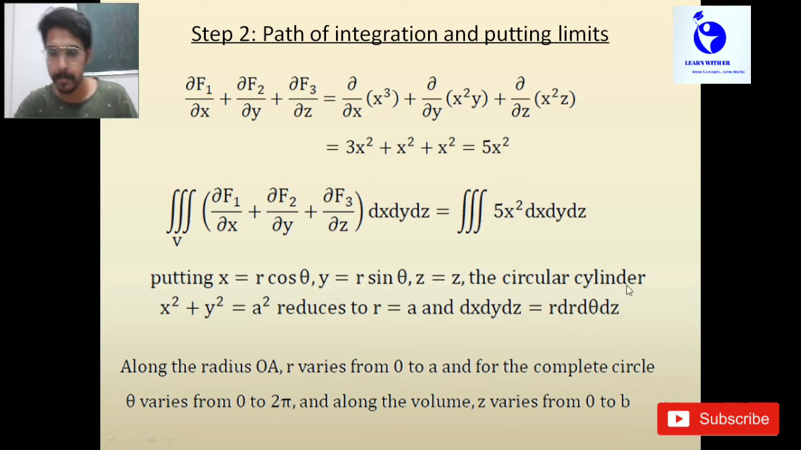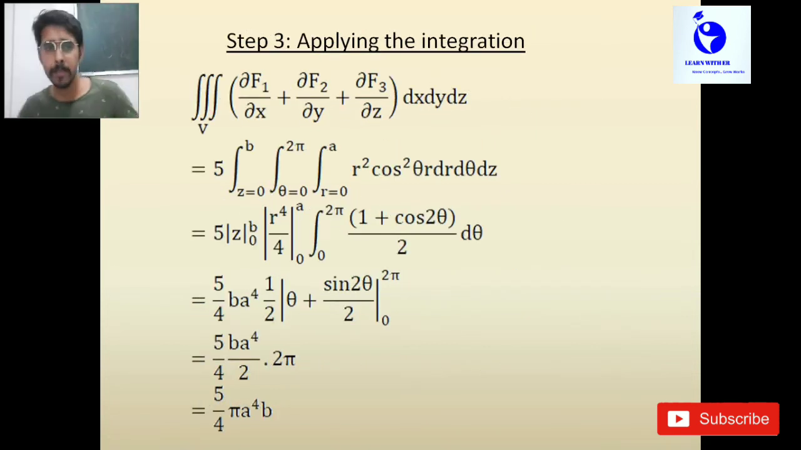If you put all of these values over here, we can put aside 5 because it is a normal number and is not functioning in this particular matter. And r square cos square theta stands for x square, and the rest is dx dy dz, that is r dr d theta dz. Now this r and this r square make r cube, and cos square theta remains as cos square theta. One step I have skipped is that I have done all the integrals together. It is not mandatory. If you are not confident enough, you do it one by one.